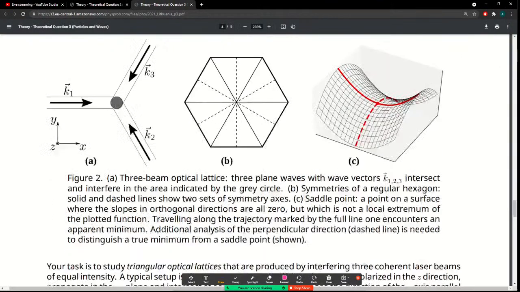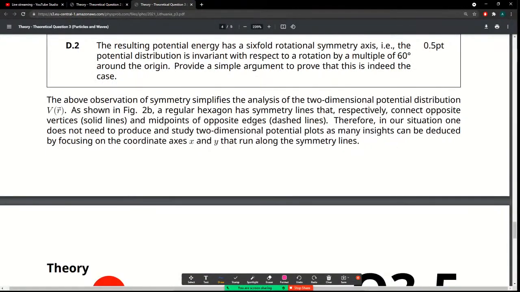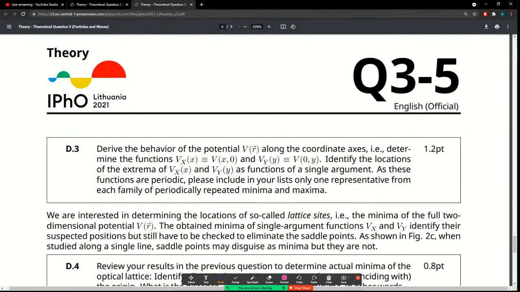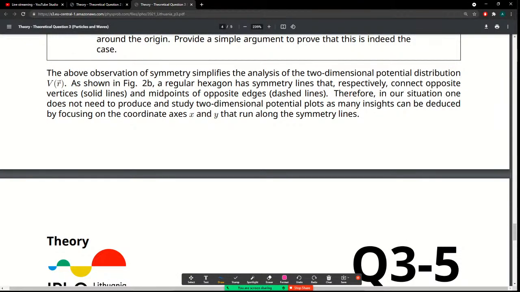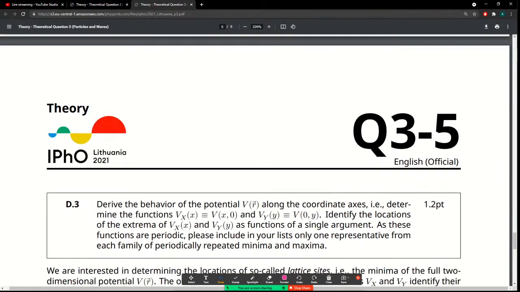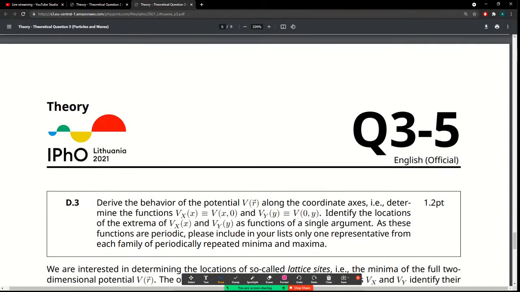And then on to D3. The above observations of symmetry simplify the analysis into the two-dimensional potential distribution V of R. As shown in figure 2b, a regular hexagon has symmetry lines that respectively connect opposite vertices and midpoints of opposite edges. Therefore, in our situation, one does not need to produce and study the two-dimensional potential plots, as many insights can be deduced by focusing on the coordinate axes x and y that run along the symmetry lines. Okay, I didn't really get that, but I'll just read the part.